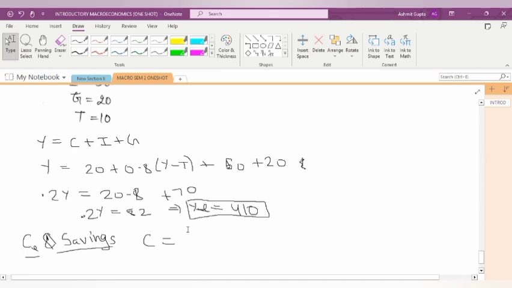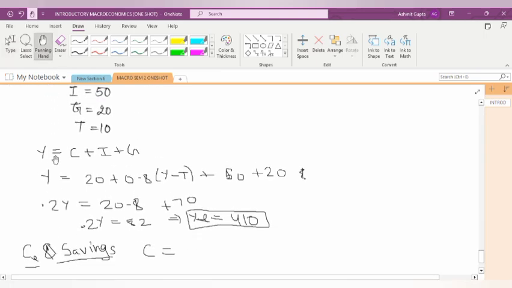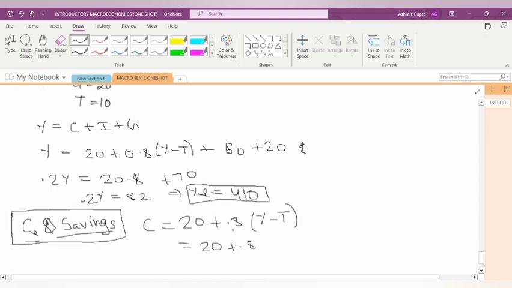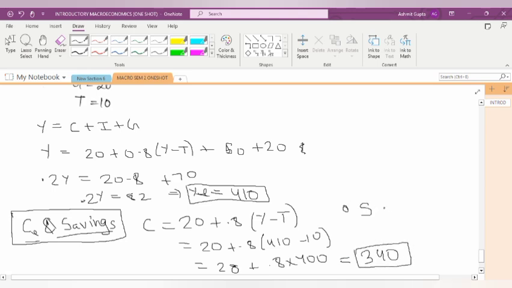Now we need to find out consumption and savings at the equilibrium level of income. We get consumption as 20 plus 0.8 YD, where YD is Y minus T. We have 410 minus 10. We get 20 plus 0.8 into 400, which comes to 340. Next, for savings: savings would be the disposable level of income minus our consumption. We have YD as 400 minus 340 equals 60. So this we have solved.